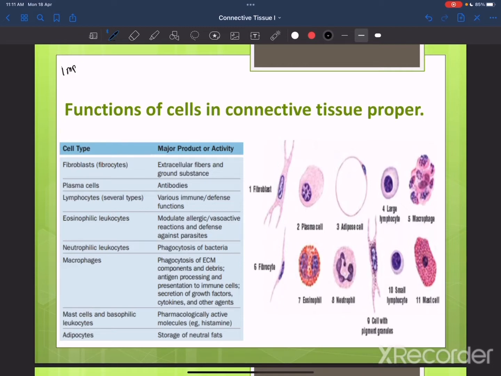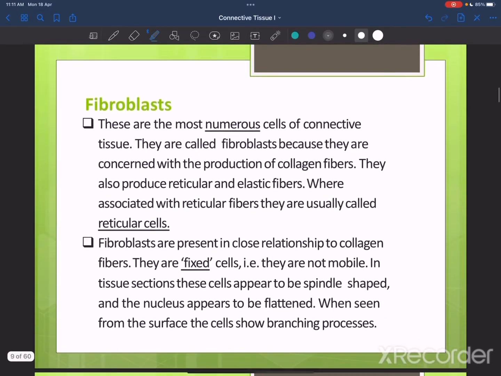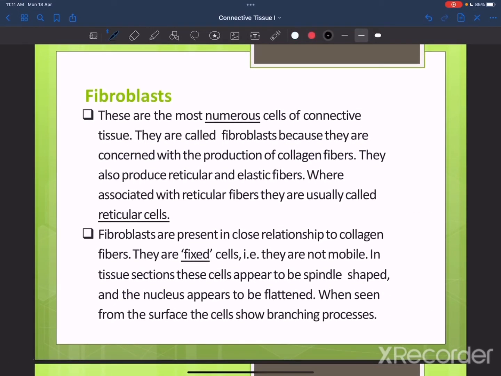And these are the different morphologies of the different cells of the connective tissue. Regarding the first type of cell, the most common cell is the fibroblast. These are the most numerous cells of the connective tissue. They are called fibroblasts because they are concerned with the production of collagen fibers. They also produce reticular and elastic fibers. Those associated with reticular fibers are usually called reticular cells.